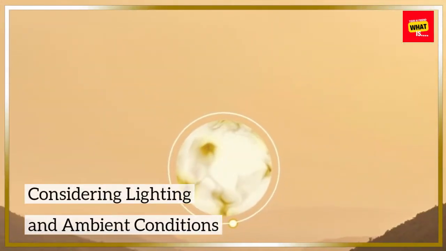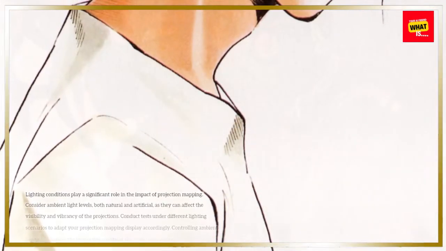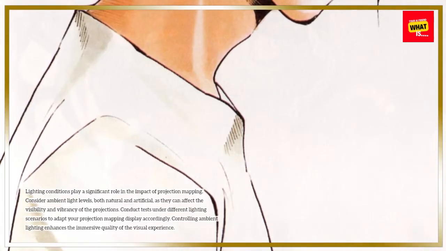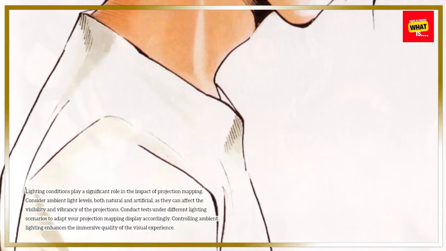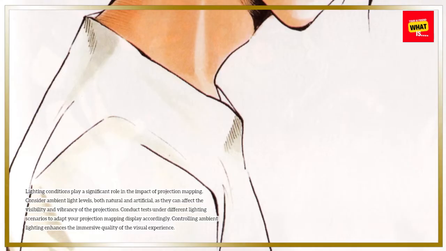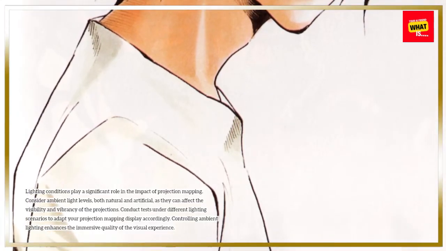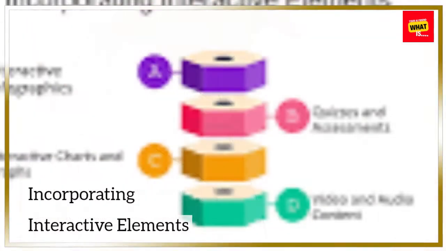Considering lighting and ambient conditions. Lighting conditions play a significant role in the impact of projection mapping. Consider ambient light levels, both natural and artificial, as they can affect the visibility and vibrancy of the projections. Conduct tests under different lighting scenarios to adapt your projection mapping display accordingly. Controlling ambient lighting enhances the immersive quality of the visual experience.